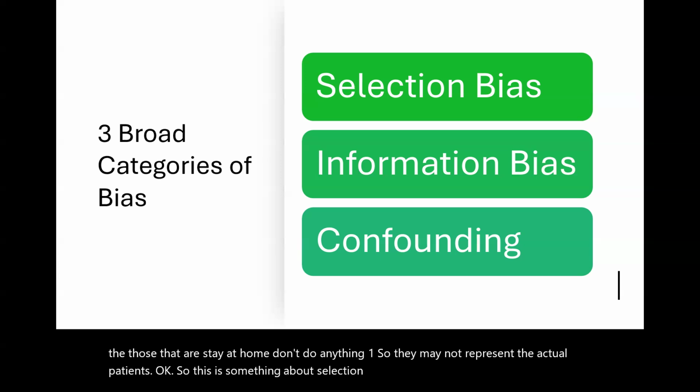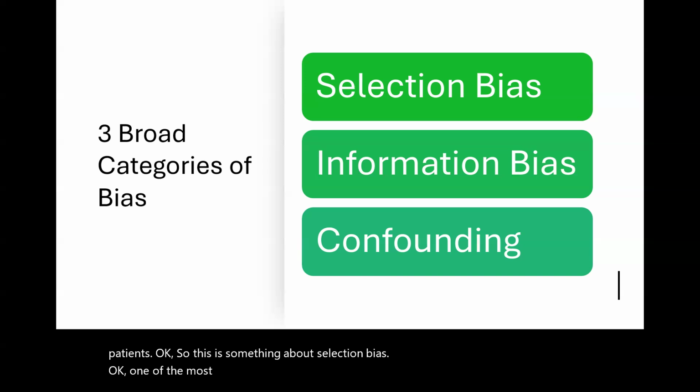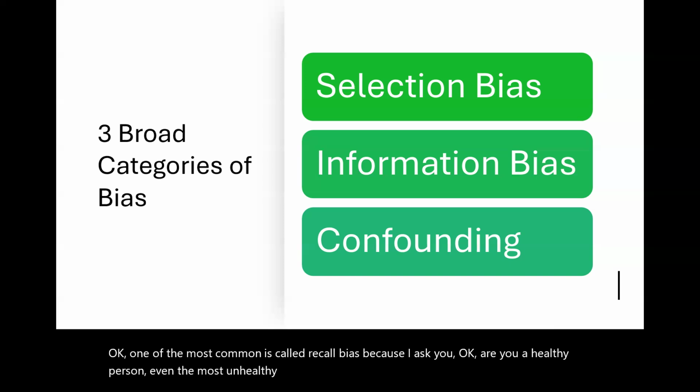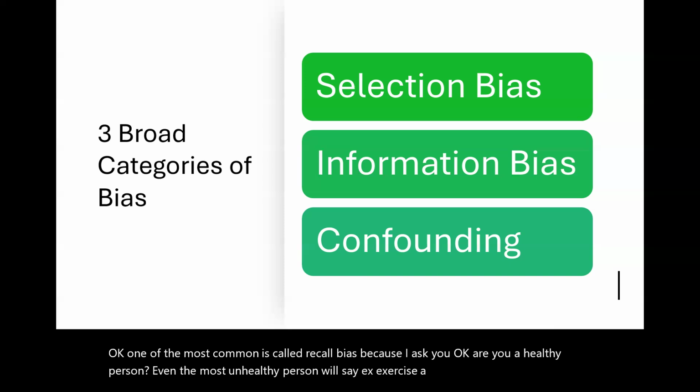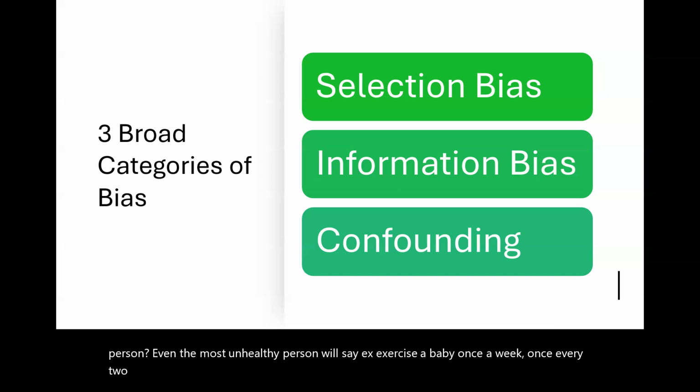What about information bias? One of the most common is called recall bias. Because I ask you, are you a healthy person? Even the most unhealthy person will say, I exercise maybe once a week, once every 2 weeks, because they don't want to be seen in a very bad shape. So the information they give you may not be accurate. This is some sort of a bias.